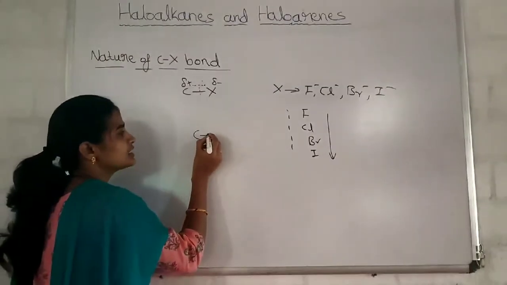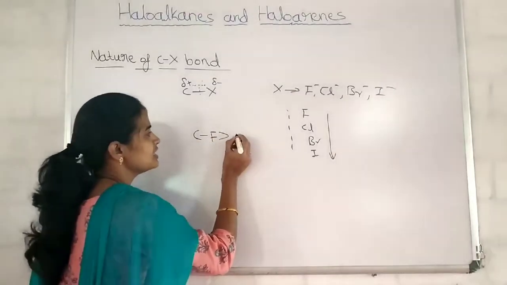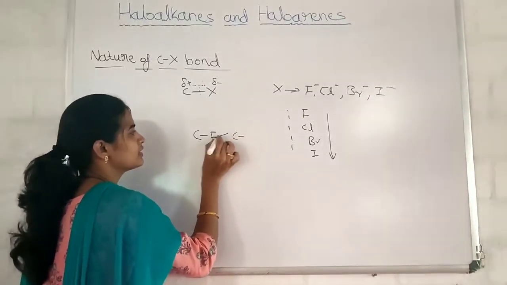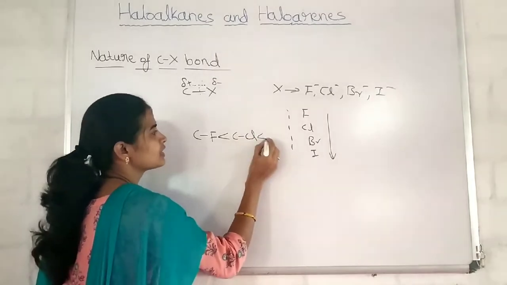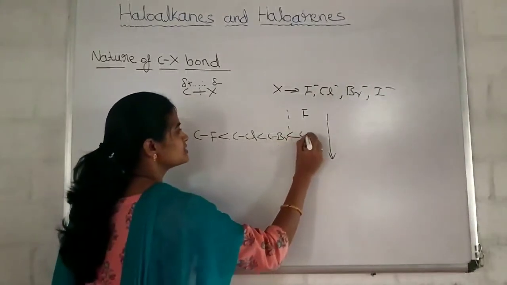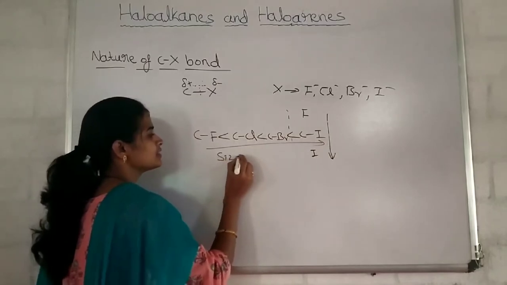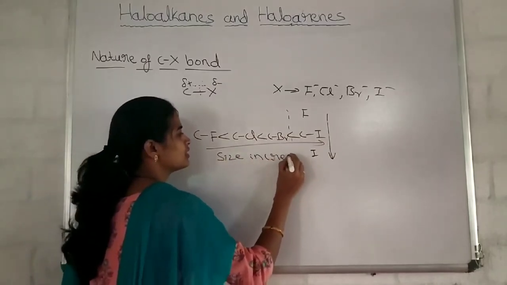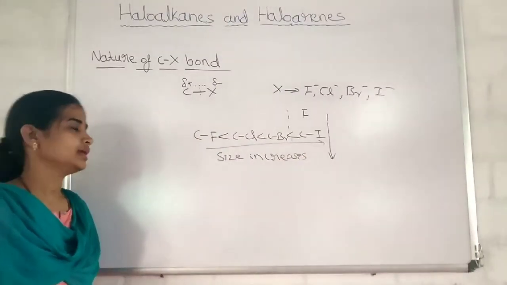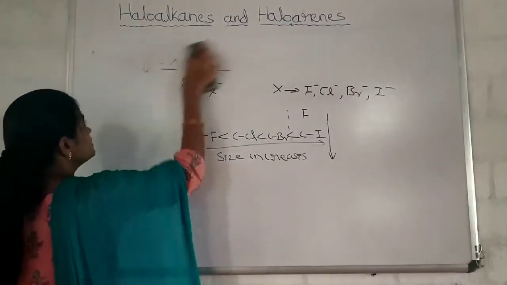Therefore, the size of this C-F is less than C-Cl, C-Br, and C-I. Here the size increases. Remember, size increases. With this knowledge, we will go for the preparation of the haloalkanes and haloarenes.